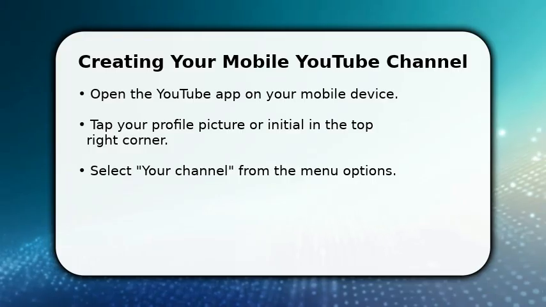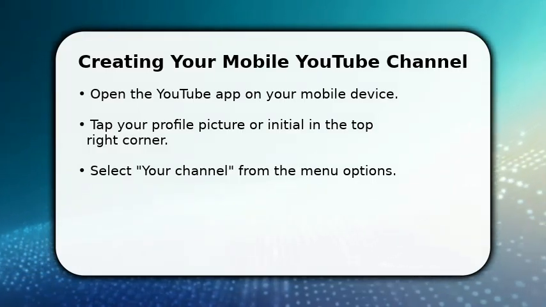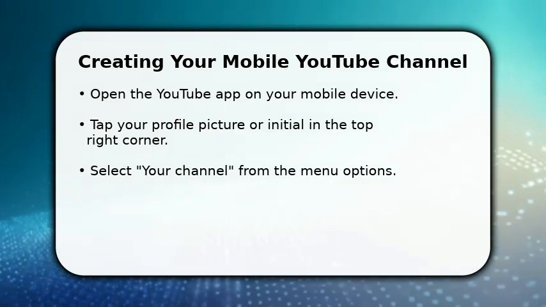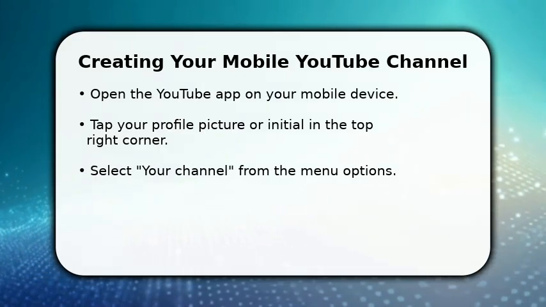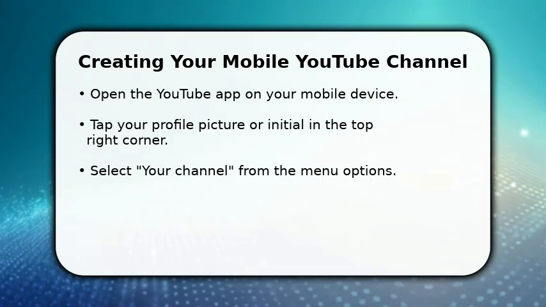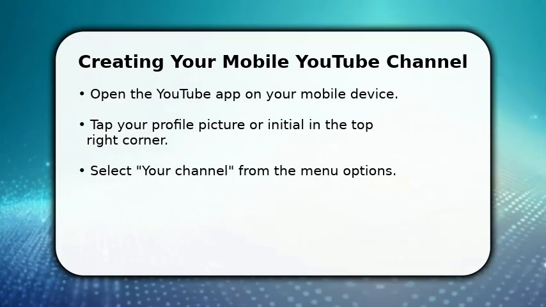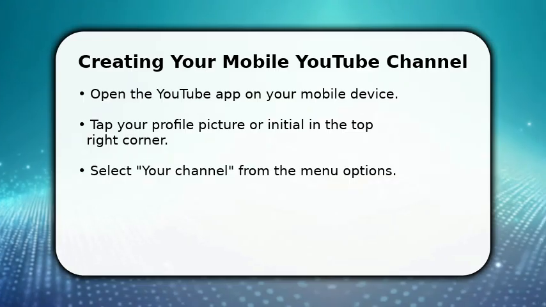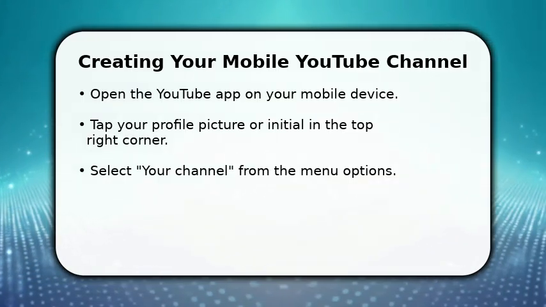In this video, I will show you how to create a public YouTube channel using your mobile device. First, open the YouTube app on your smartphone or tablet. Next, locate and tap your profile picture or initial, usually found in the top right corner of the screen. From the drop-down menu, select the option labeled Your Channel. You will then be prompted to confirm the Google account you wish to associate with your new channel. This is the essential first step to begin your content creation journey.